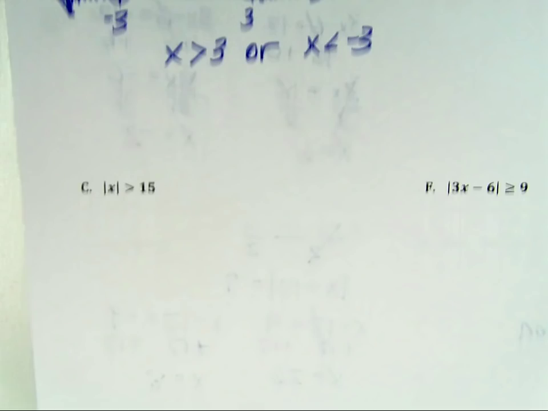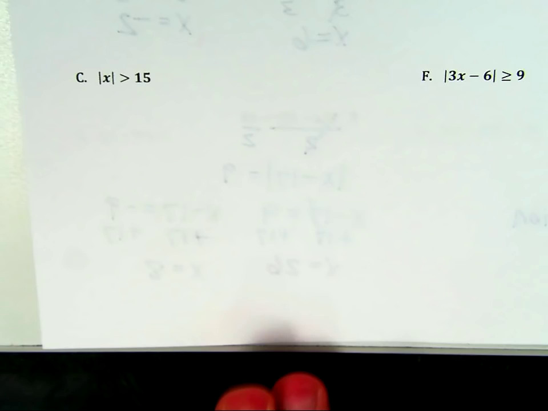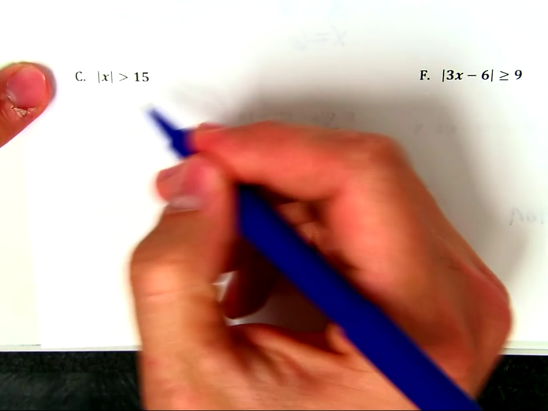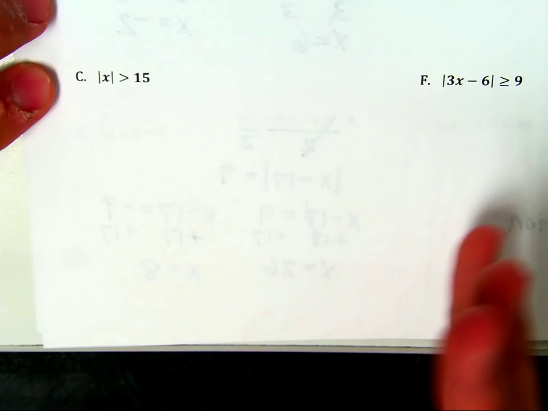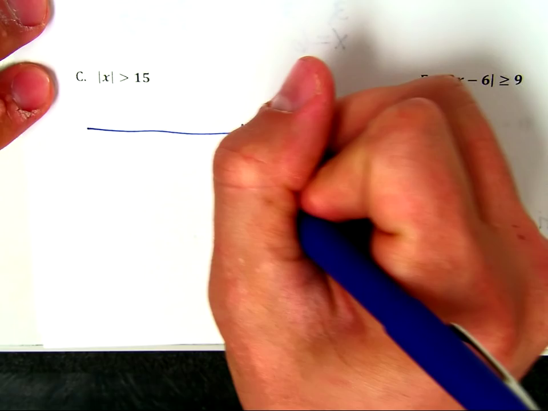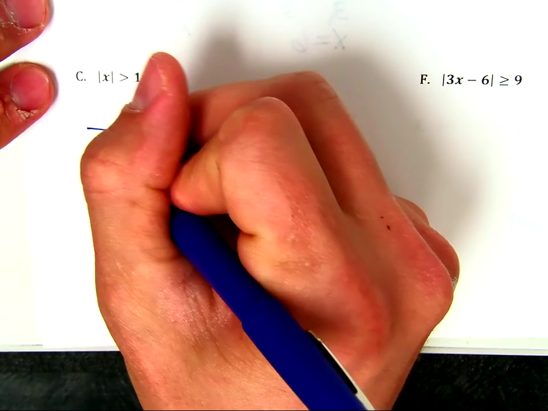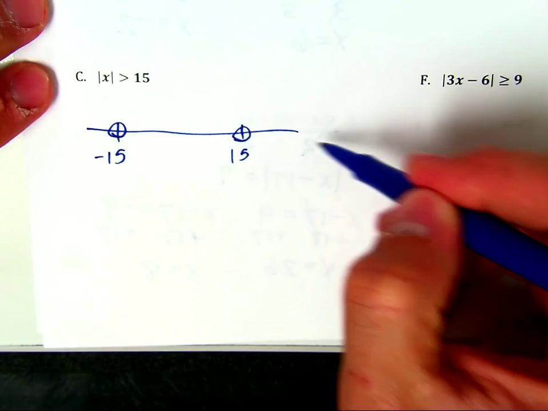All right. Absolute value of x is greater than 15. So we're thinking of numbers that, after we take the absolute value of them, are greater than 15. Sometimes it's helpful to write it on a number line, sometimes you don't necessarily need to, but for me, it's helpful to conceptualize it. So I've got 15 and negative 15. What numbers are greater? Well, I know 16, 17, 18, and so forth are greater.